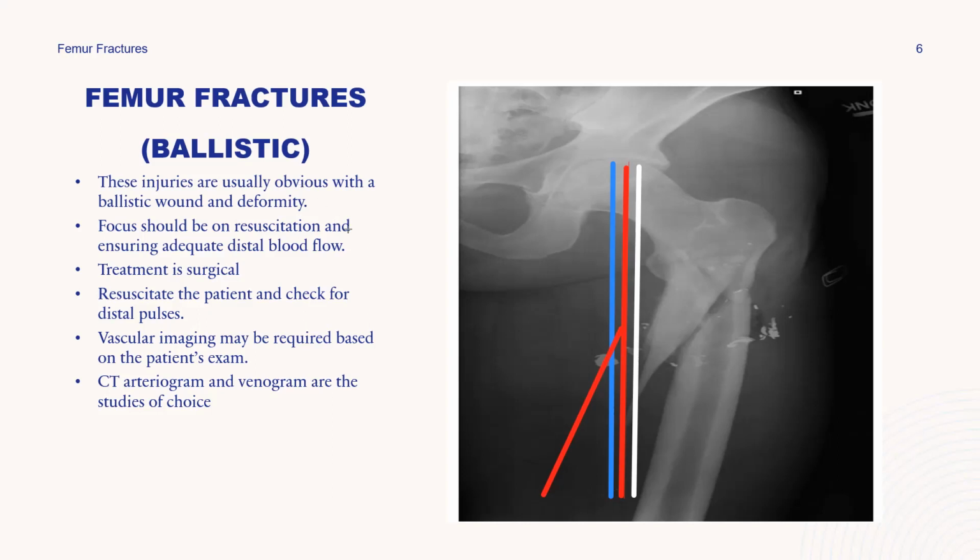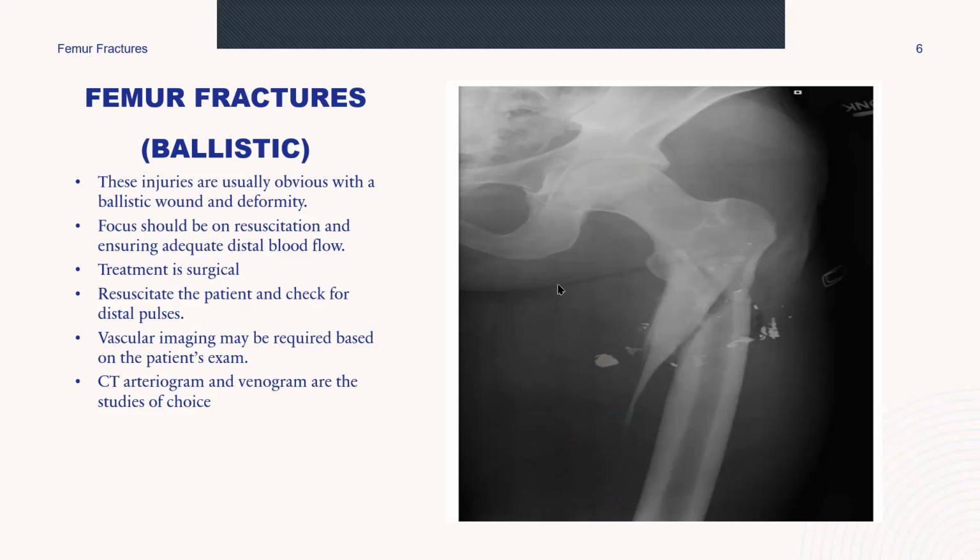So your focus should be on resuscitation and ensuring adequate distal blood flow. So you want to make sure that there are pulses distally to where the gunshot is. The treatment is surgical. These patients do have to go into theater. And sometimes they do delay and do proper vascular imaging, but I must be honest, in most of the cases where we've had an obvious arterial or arteriovenous injury, it's very rare that we'll wait for emergency CTs or CT angios and things like that.